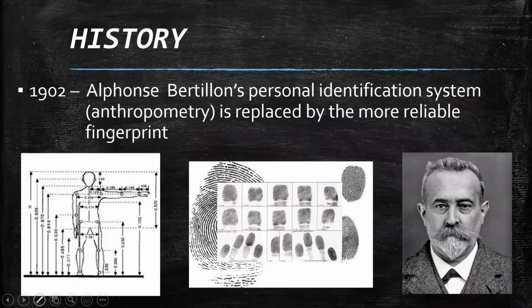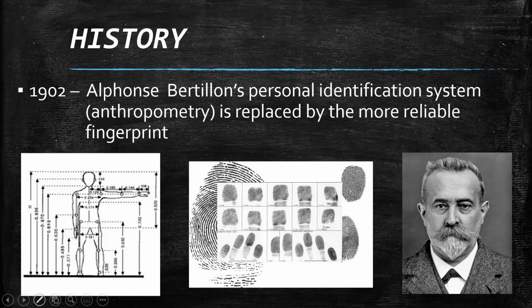In 1902, Alfonso Bertillon's personal identification system that had been used up until this point, called anthropometry, was replaced by the more reliable fingerprinting. So anthropometry was basically where you take bodily measurements, and based on your age, your gender, your ethnicity, these bodily measurements could identify you if a body was found. However, fingerprints became more reliable because if you're the same height as somebody, or you're twin to somebody, or the same gender, or the same ethnicity, you look very similar, you may have similar anthropometry measurements. Fingerprinting was unique to every single individual.